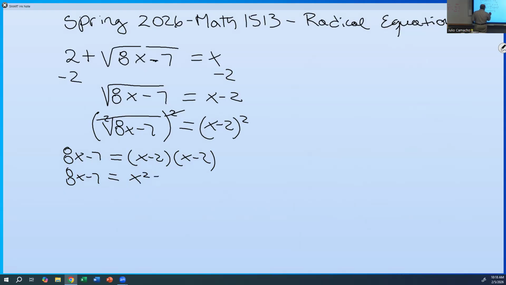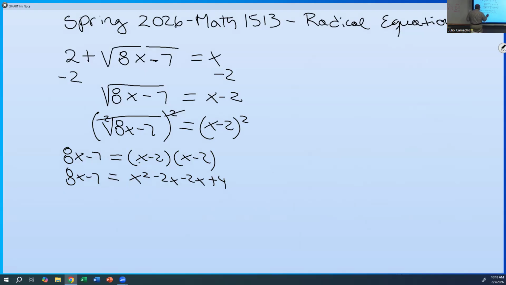x squared minus 2x minus 2x plus 4. Everybody understand what I did? Foiling, okay. x and x is x squared, minus 2x, negative 2 times negative 2 is positive 4.